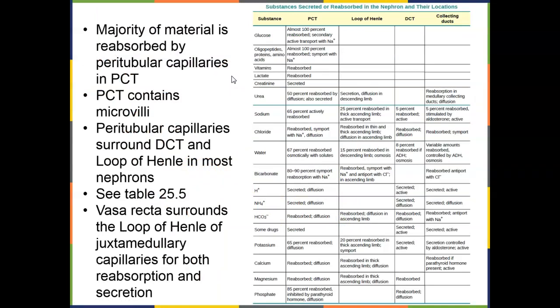Okay, so this table is from your textbook. I'm trying to see where this table is located, but I'm not seeing it right now. I know it's from your textbook. But there it is right there. It's on page 1223 if you're looking for it. This table shows what is reabsorbed at which area, or the amount of material reabsorbed at each area, what is being secreted, and the mechanism by which it occurs.